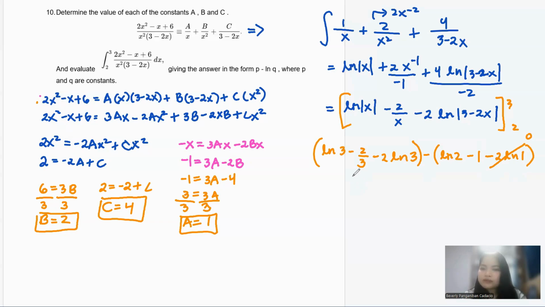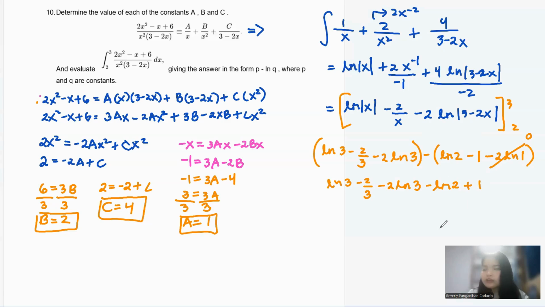And I will now combine everything. So I have ln 3 minus 2 over 3. I'm just writing first so you can visualize. Minus 2 ln 3 minus ln 2 plus 1, yeah? Because you're going to distribute your negative. That's the common mistake of students. Don't forget to, sorry, the handwriting is a little bit lagging.